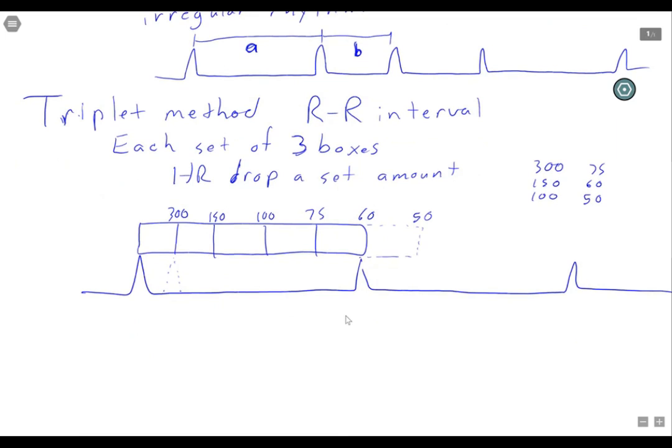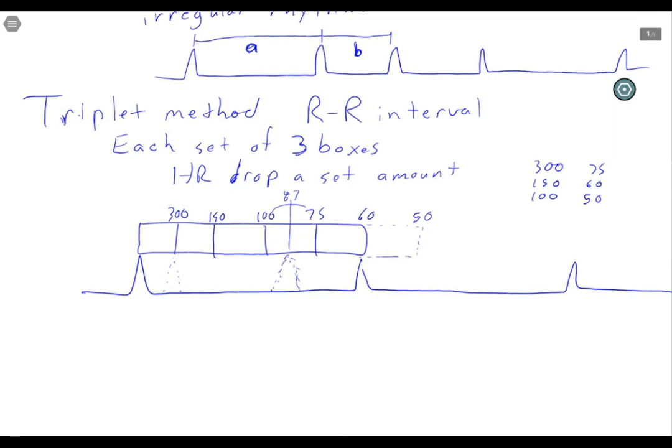Now if the R wave would have landed in between two big boxes, well, you would just split the difference. So there's a difference of 25 beats here between 100 and 75. So we'd say this is probably about 87 beats per minute.